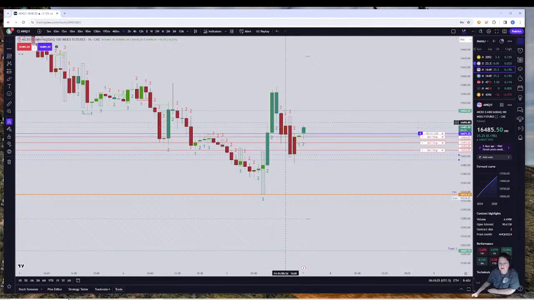You don't necessarily have to have a 3 to be a mother bar. Yes, a 3 is a mother bar. It's an outside bar, also known as an engulfing candle, for those of you that studied TA. I did not.